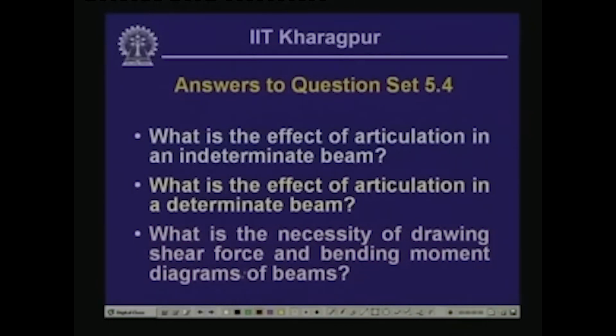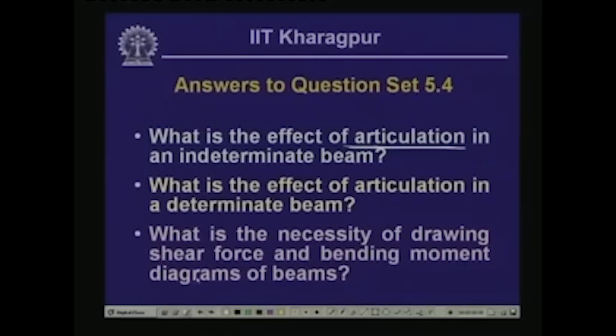The first question was: what is the effect of articulation in an indeterminate beam? This is a term wherein we introduce a mechanism in a beam where that particular point can sustain the shear force, but it cannot resist any bending moment. If we introduce this kind of articulation in an indeterminate beam, then what happens? And the next question is, if we introduce a similar kind of articulation in a determinate beam, then what is the consequence? So, let us look into these two questions in one go, and let me answer them.